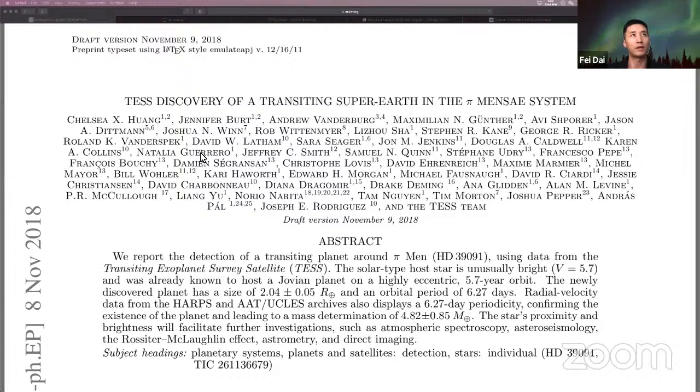So this paper is led by Chelsea Huang, who I think is a postdoc at MIT. She's in charge of reducing the TESS data and organizing planet discovery. And there are a bunch of other people who are the core science team for TESS, as well as other collaborators who contributed to some extent to this paper.